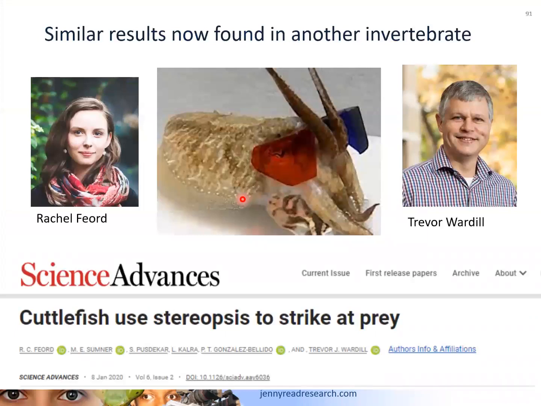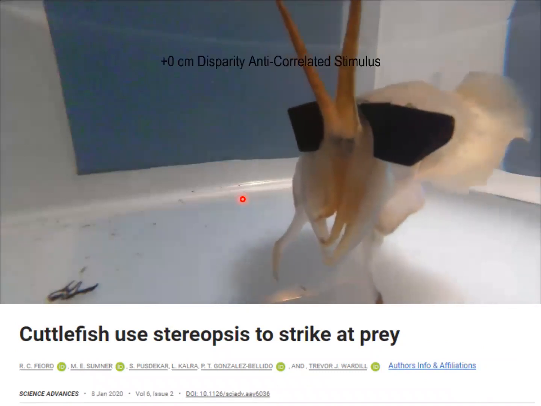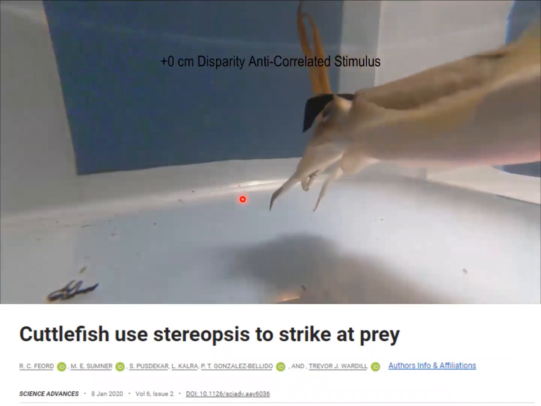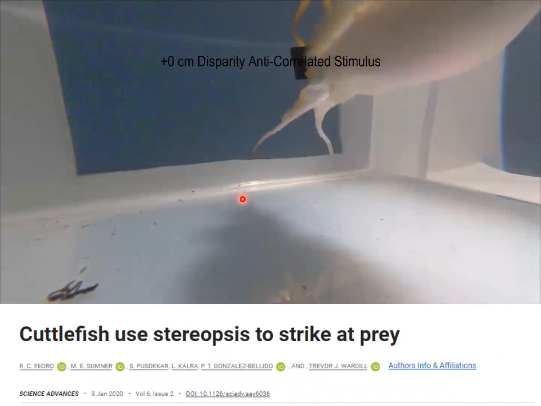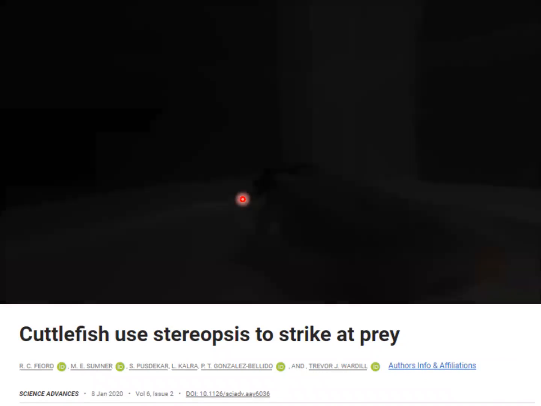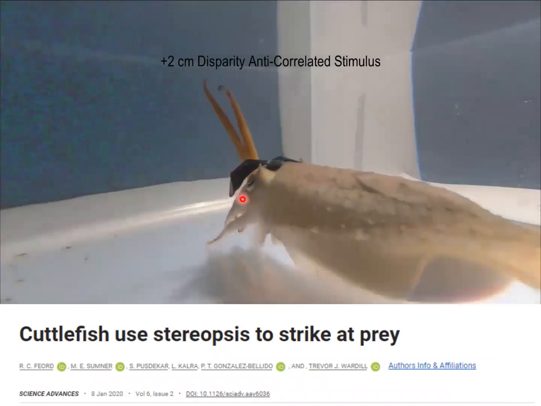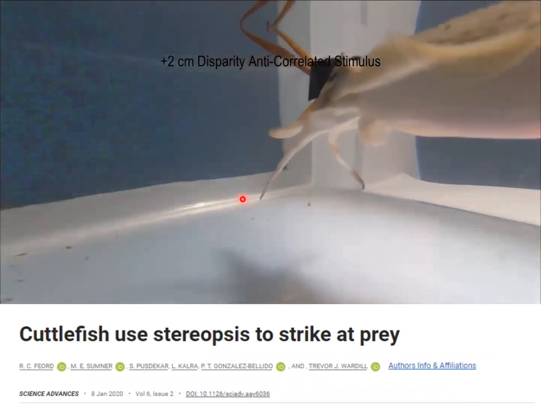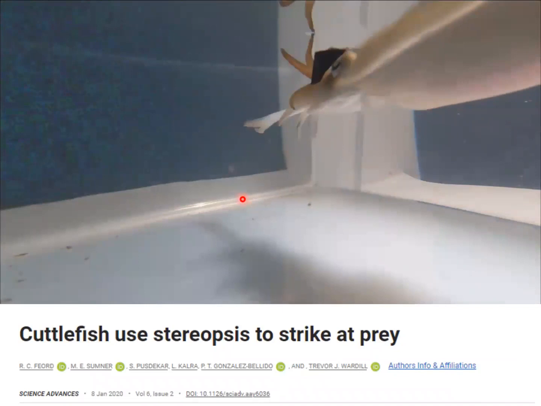So Trevor Wardle, who was at that time in Cambridge, and I think Minnesota, used our 3D filters on his cuttlefish to investigate their stereoscopic vision. So it's another predatory invertebrate. And in their Science Advances paper, they share some fantastic videos in their supplementary material. So here's a cuttlefish in 3D glasses, and it's being shown a simulated shrimp on a screen, and it's attacking it with its tentacles. There's another example. There it goes into strike.